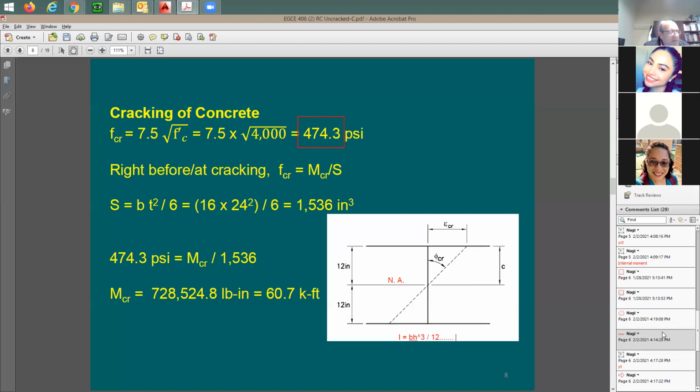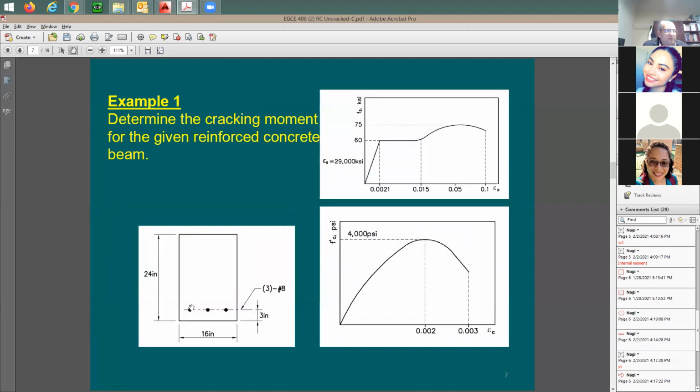How about the section modulus? It's going to be given by this equation. S is going to be equal to BT squared divided by 6. Now, section modulus for top and bottom is going to be the same, and this makes sense. Why? Because you have symmetry here, right?